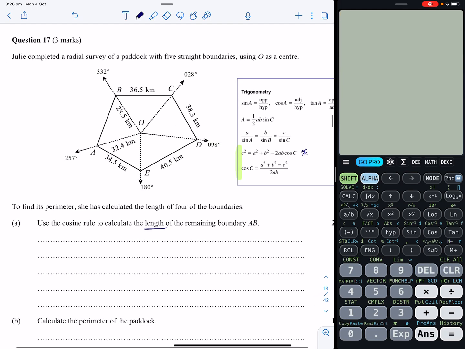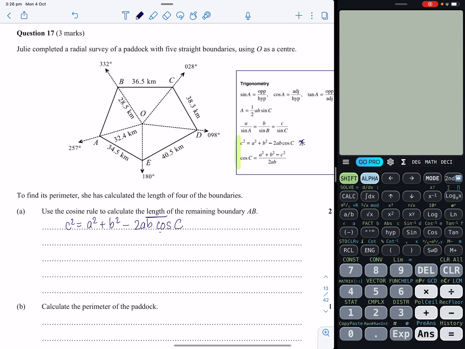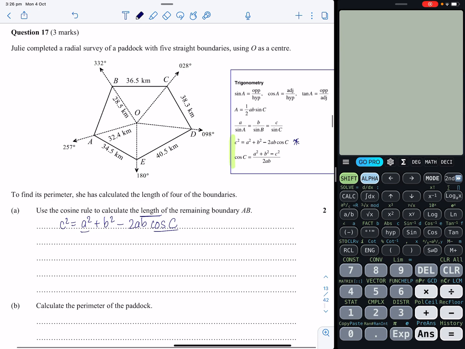So c squared equals a squared plus b squared minus 2ab cos C. Now, cos C is the angle in between, right, the 2 sides that you're using for A and B. And c is the side that you're trying to find. So this is my c side. We can call this one my a and this one my b. Actually, doesn't matter which way around. And the angle that we want is this angle here.